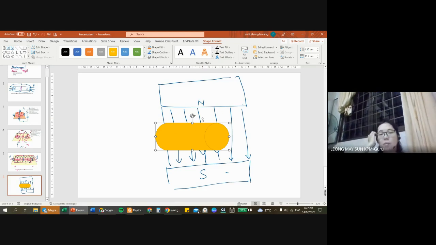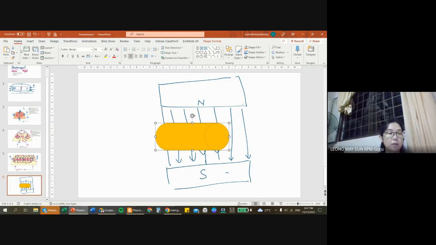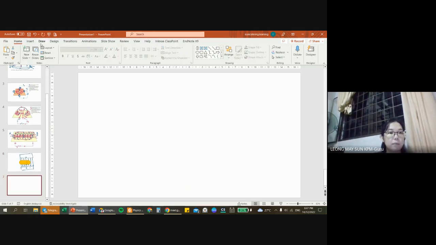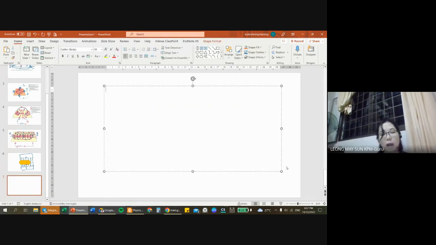I'm sure some of you have already learned it over the trials. Again, I'm sorry for not being able to cover it properly before your trials, but I'm covering it right now. What I want to clarify with you guys is the usage of Fleming's left hand rule and Fleming's right hand rule.